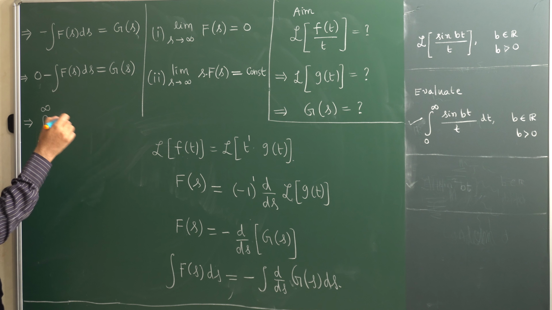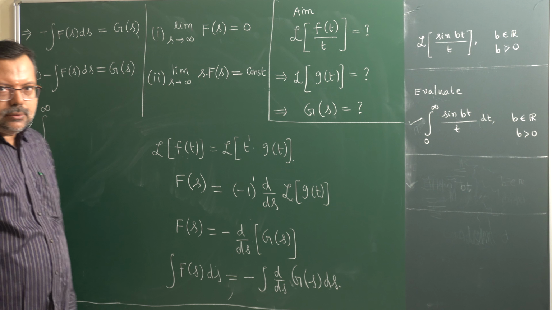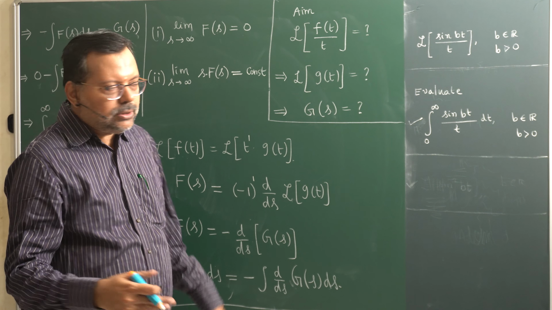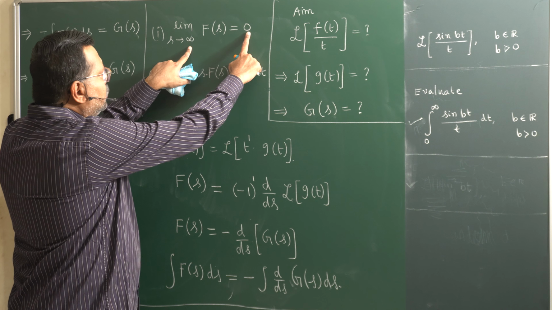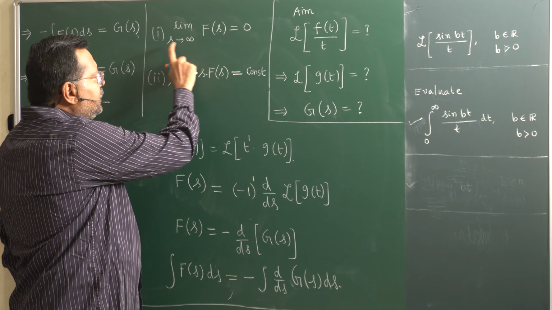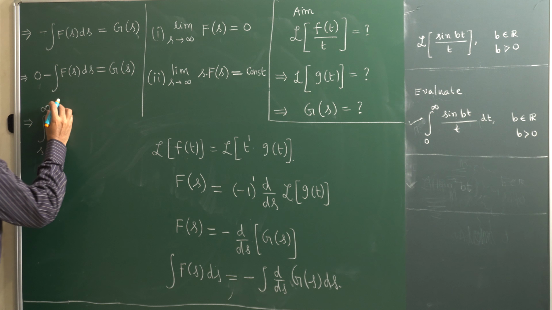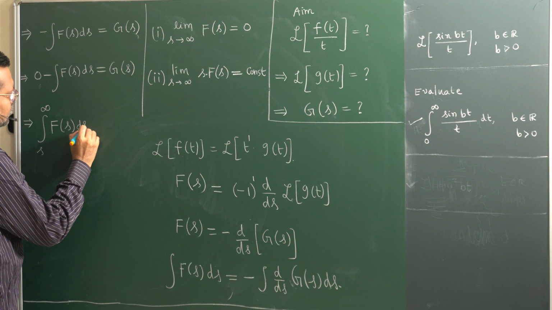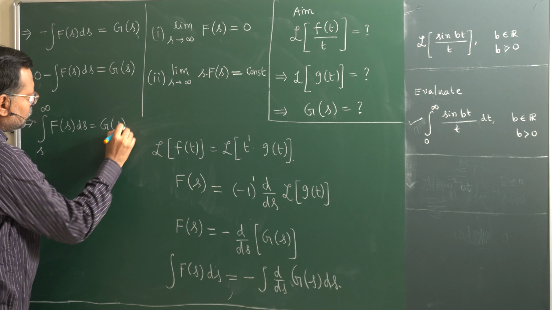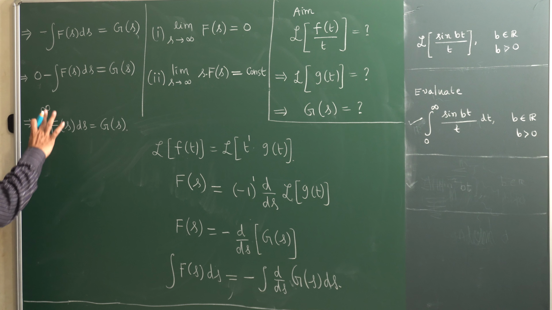So I am now working in the reverse direction. You can understand what is actually happening. This 0 is connected to this infinity. This 0 will come only when s is approaching infinity. So I am trying to bring that infinity in the limit here. So now I can write that this is f of s ds equal to g of s. There was originally a minus sign, and I want to absorb this minus sign by putting some limits here.